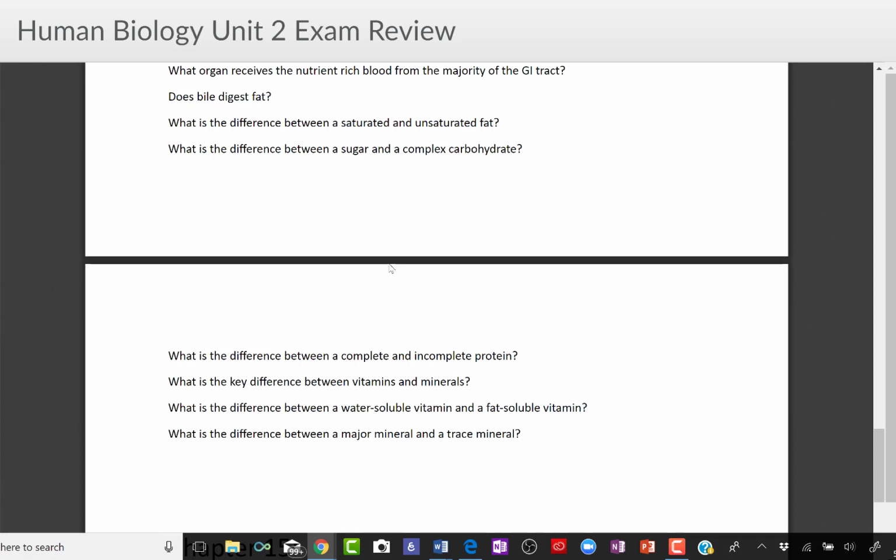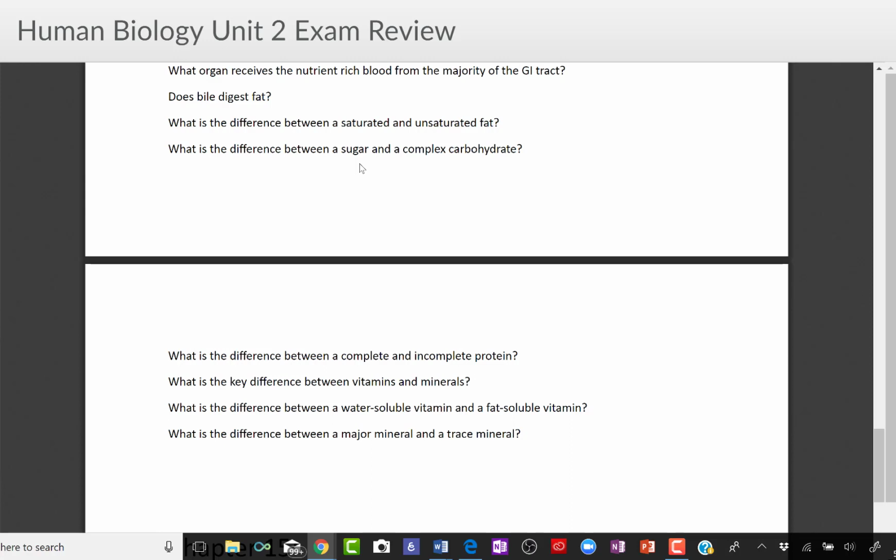What is the difference between a sugar and a complex carbohydrate? That's going to be size. So your monosaccharides, your sugar units made of one unit, or your disaccharides made of two. So this would be like glucose and sucrose, which is table sugar. Those are simple sugars. Your polysaccharides, made of long chains of sugar units, are going to be complex carbs.